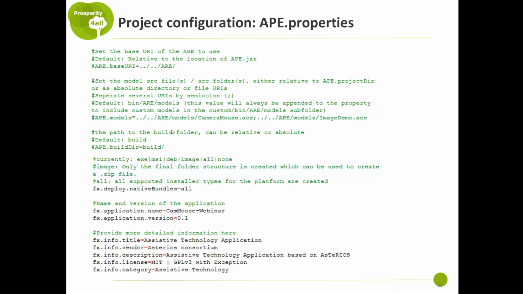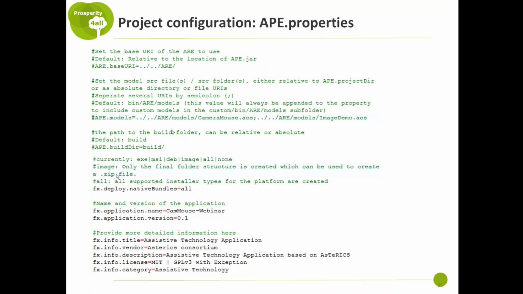Then you also have a properties file that lets you configure your project. For example, you could define that your base ERE is, for example, of the full AsTeRICS framework installer, or it could also be from the current master tree of the GitHub repository. Then you could also define several model files that you would like to add to the project. And you could define a custom build directory.